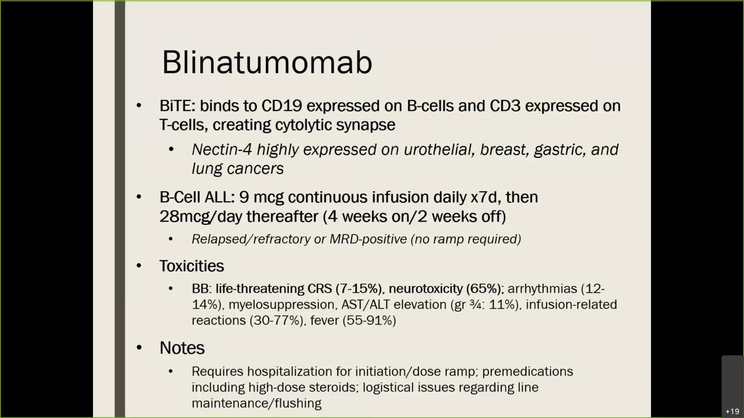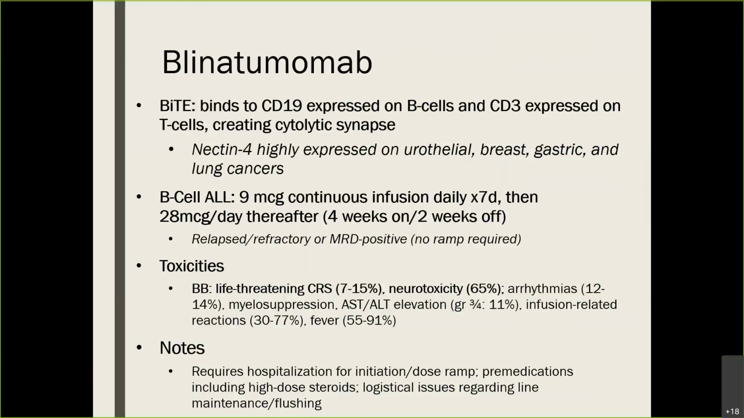Toxicities include life-threatening CRS in up to 15% of patients, neurotoxicity in 65% of patients, as well as arrhythmias and liver function issues, and this requires significant logistical considerations and hospitalization for dosing initiation and dosing ramping, requiring pre-medications for high-dose steroids and logistical issues. If they come into, we're really concerned if they go into like a local ER, the first thing that nurses usually do is flush a catheter that a patient may have.